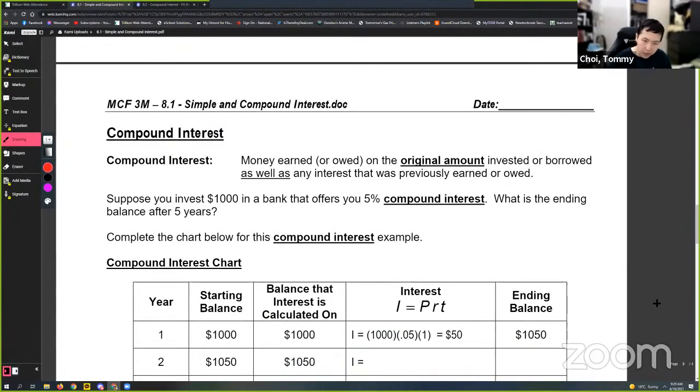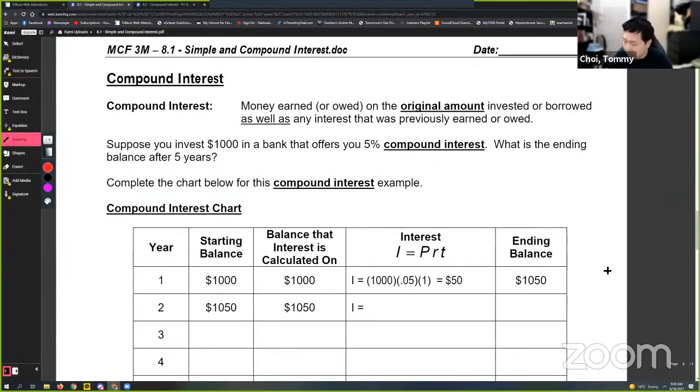And then the next thing, which is what most banks do, is compound interest. So compound interest is a little bit different. You earn money, or you earn interest on the new ending balance every single year. So whatever money you end with is the amount, the interest is now applied onto the new amount rather than the starting one. So for example here, if we start once again with $1,000 in the bank with a 5% compound interest, this is what's going to happen.